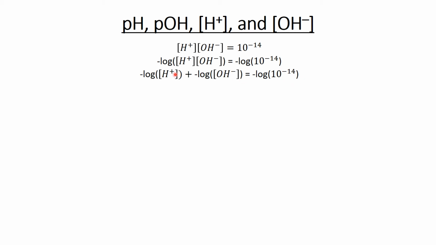Well, we know that the negative log of the H plus concentration is just the pH, and the negative log of the OH minus concentration is just the pOH, and then the negative log of 10 to the negative 14 is just the power you raise 10 to get 10 to the negative 14, which is just 14. So that means that the pH plus the pOH is just equal to 14.